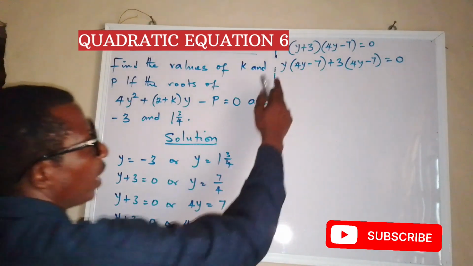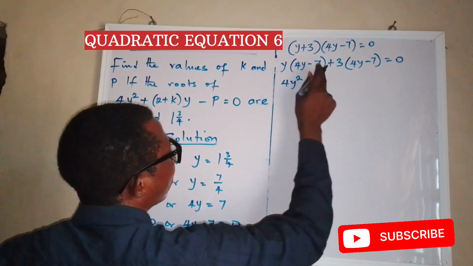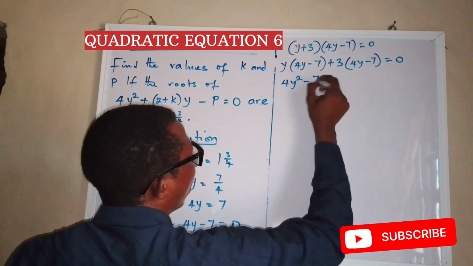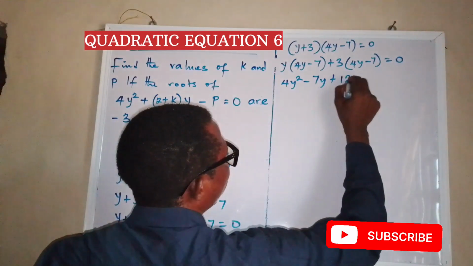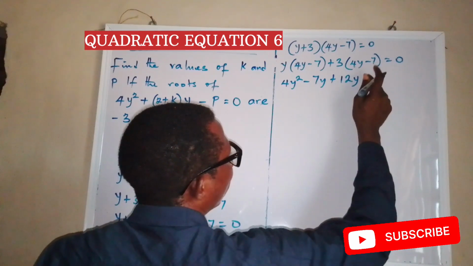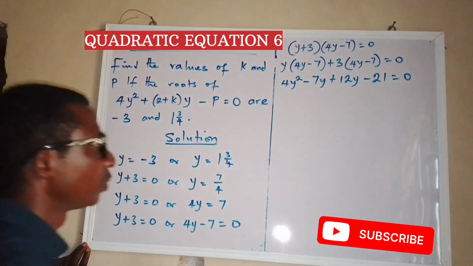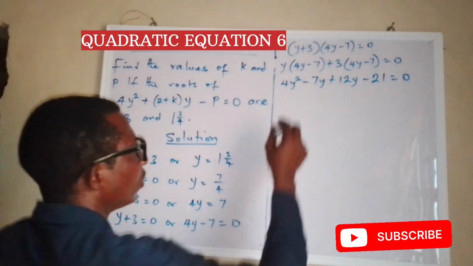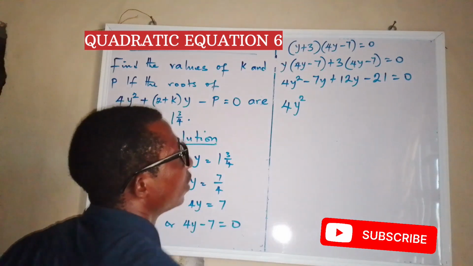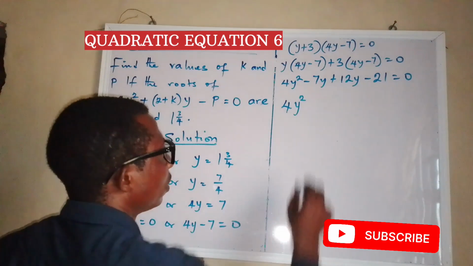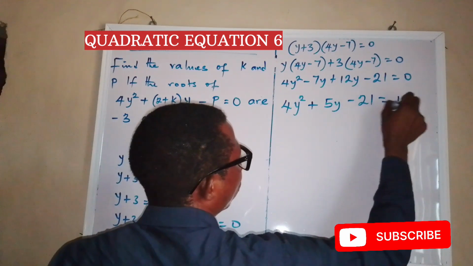Okay, so let's open the bracket. y times 4y, you have 4y squared. y times minus 7, you have minus 7y, plus 3 times 4y, you have 12y. 3 times minus 7, you have minus 21 equals 0. Okay, so the next thing now is to have 4y squared. So when you add this and this together, you have 5y. So you have plus 5y minus 21 equals 0.